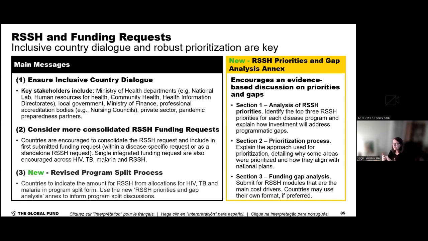And then the third section is really the funding gap analysis, so that for the main cost drivers that are selected, you would fill in a quite simple funding gap analysis where you would say, this is how much we want from the Global Fund, this is how much other donors are funding, and this is what the gap is. And so this is how Global Fund's funding is helping fill the gap.